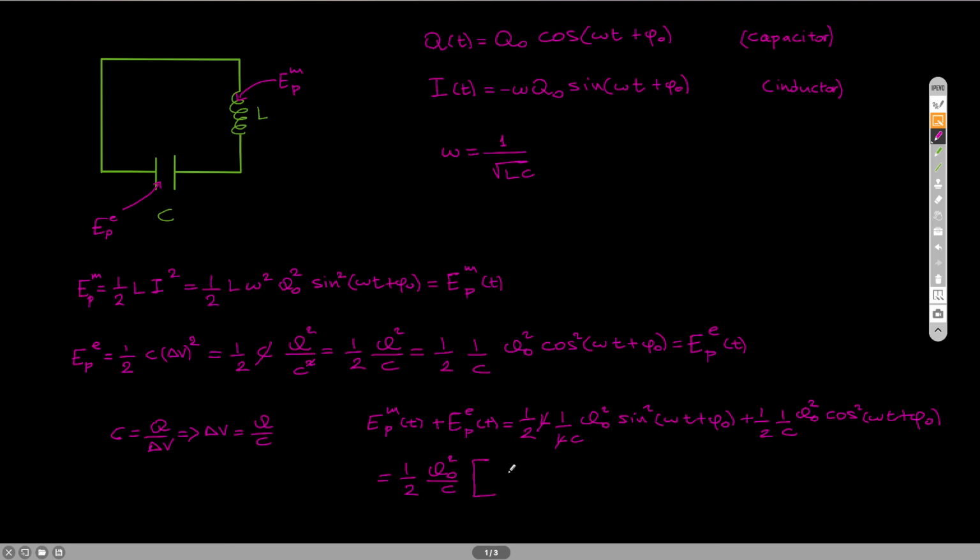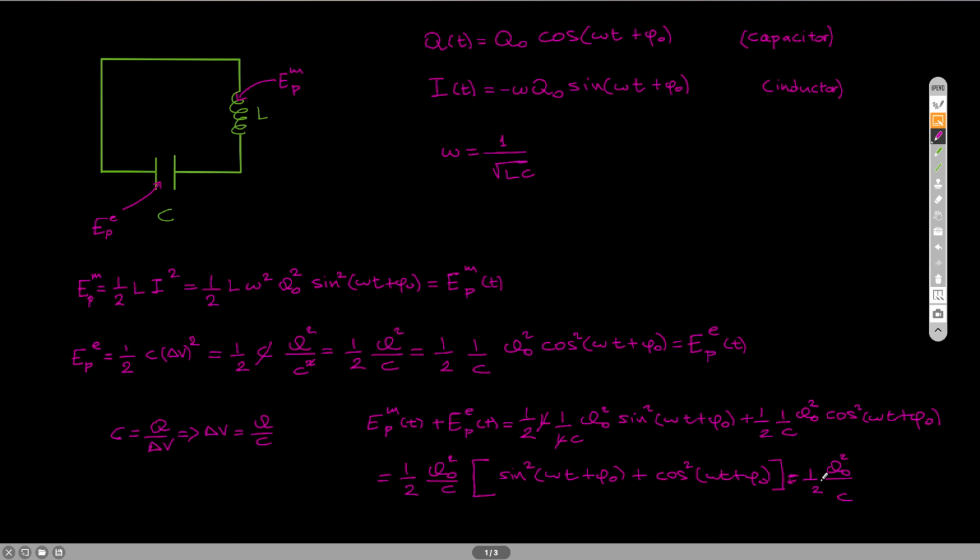And what I have in the bracket then is the sine squared of omega t plus phi naught plus cosine squared of omega t plus phi naught. But this is a sine squared plus cosine squared. I know that this is always true, always equal to 1, because the two arguments of the sine and the cosine squared are the same. So really, this is equal to 1/2 Q naught squared over C.